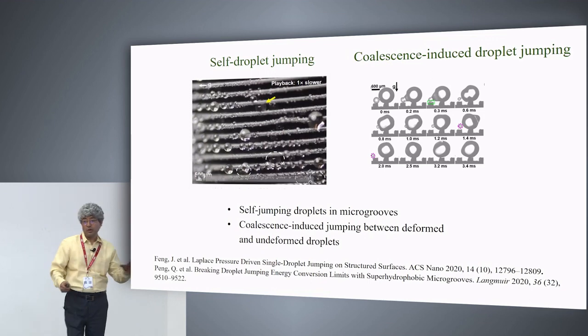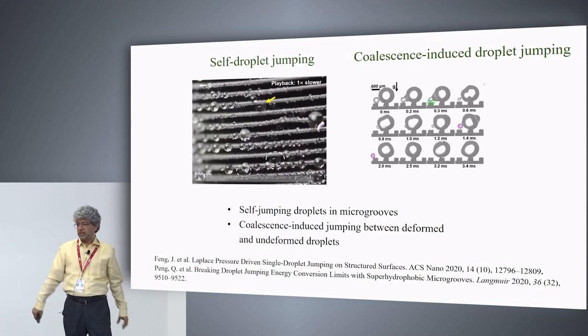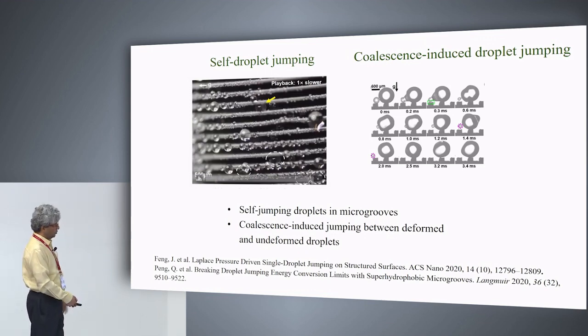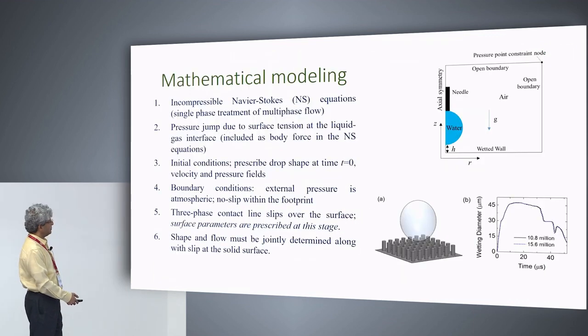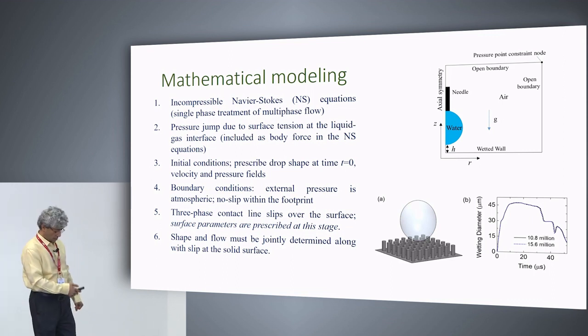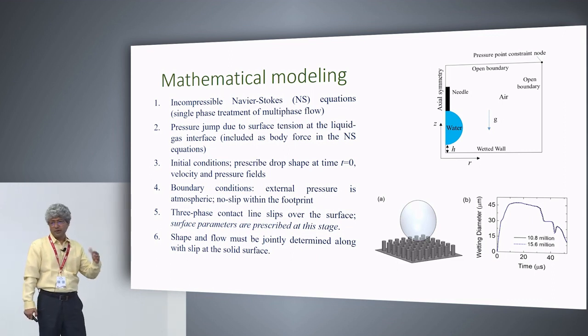Similar things happen when you have coalescence. Coalescence is a big deal in dropwise condensation because you have thousands of drops on the surface adjacent to each other. So there also you see the bouncing off. It's not possible to do thousands of experiments, so we started looking at having a simulation framework.